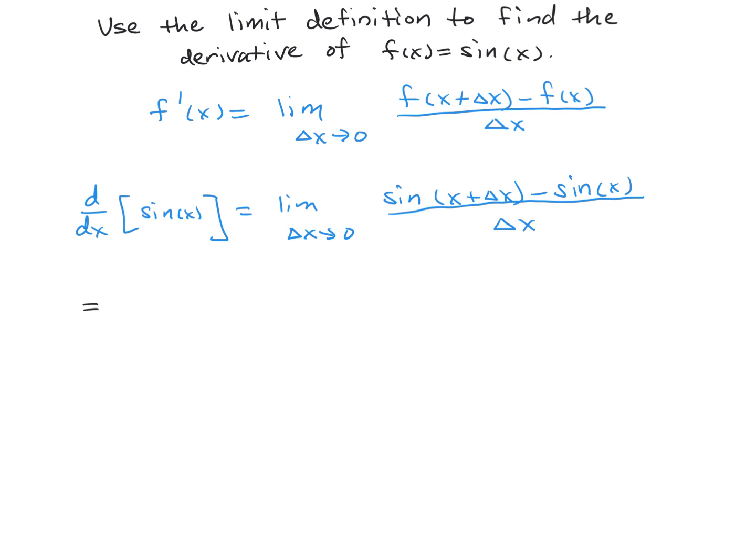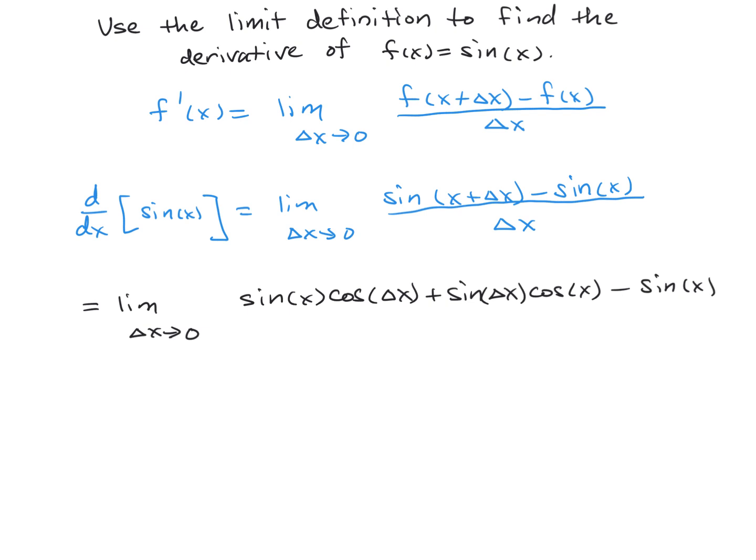So this is going to be the limit as delta x goes to 0. And remember, the sine of the sum is going to be the sine of x times the cosine of delta x plus the sine of delta x times the cosine of x. And that is still minus the sine of x, all divided by our delta x.